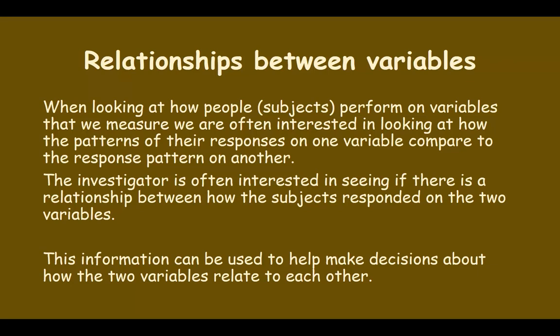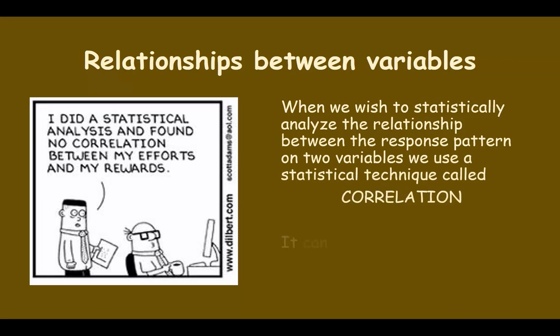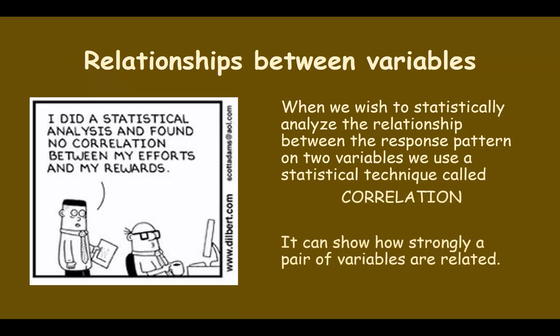Now, we'll talk about the nature of the relationships later. We use a statistic called a correlation coefficient for this purpose. The correlation coefficient is a mathematical calculation that comes up with a number, which we'll explain shortly, that gives us an idea of the strength and the nature of that relationship.